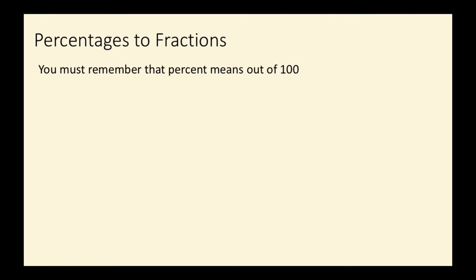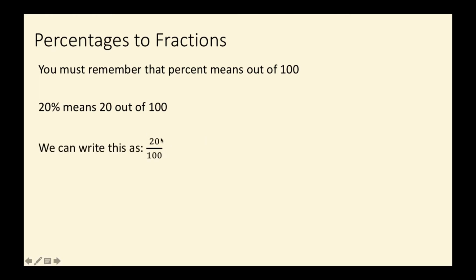So percentages to fractions now. We're going to go the opposite way. You must remember that percent means out of 100. So 20% means 20 out of 100. If we want to write that as a fraction, it's really easy. We just write it as 20 out of 100. But we can't leave it like that. We need to cancel it down. We need to put it into its simplest form.